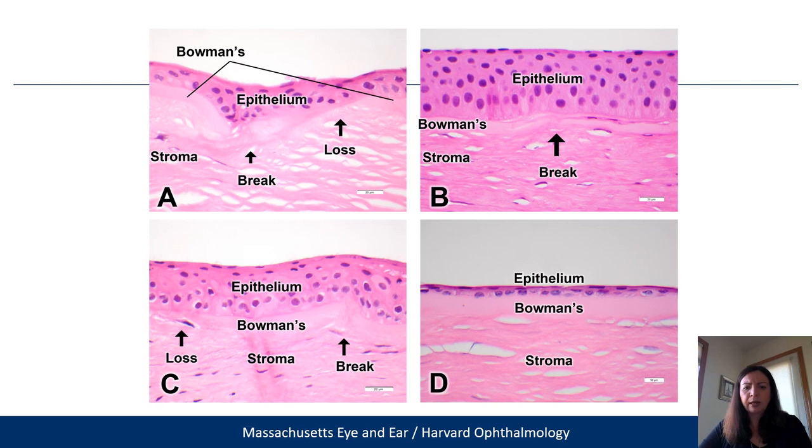C is from the positive control group showing a break and loss of Bowman's layer in a 30-year-old male with keratoconus. And D is from a 95-year-old female with Fuchs in the negative control group.